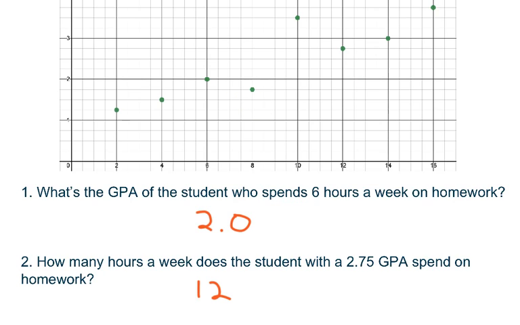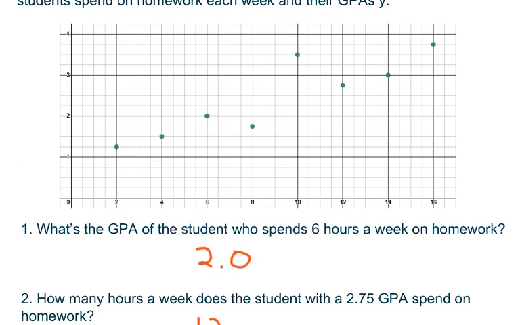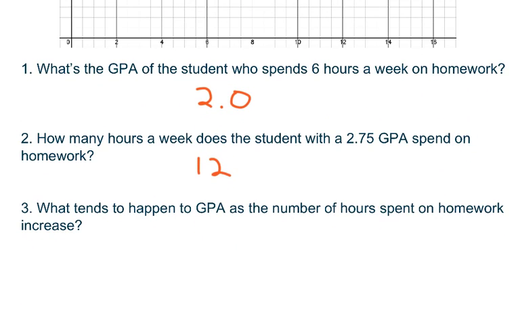Every person is going to be different, so this is not going to be a perfectly straight line. People don't work that way. But in general, as we increase the number of hours that we spend on homework, the GPA tends to increase. That's all there is to it.